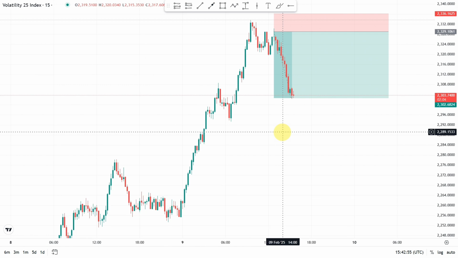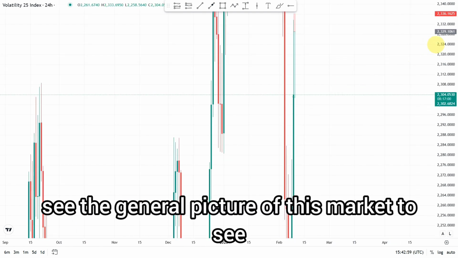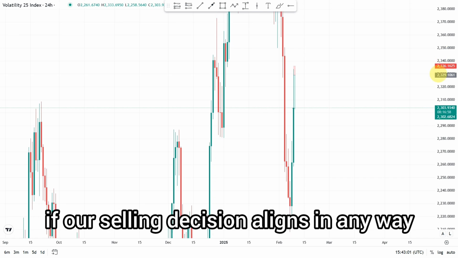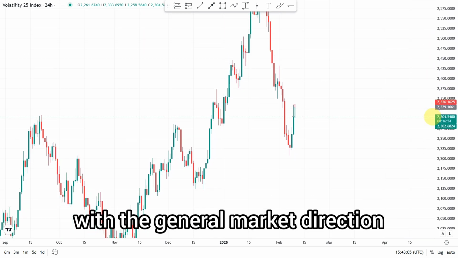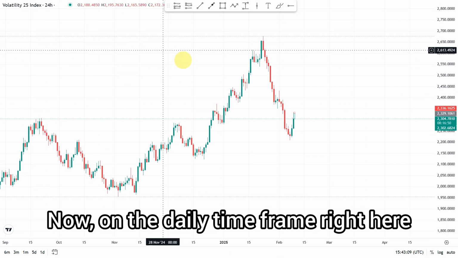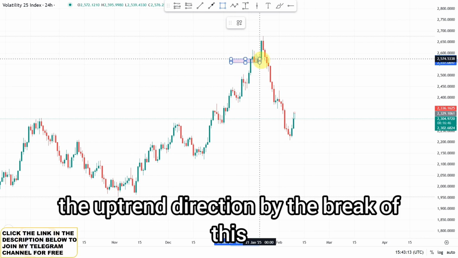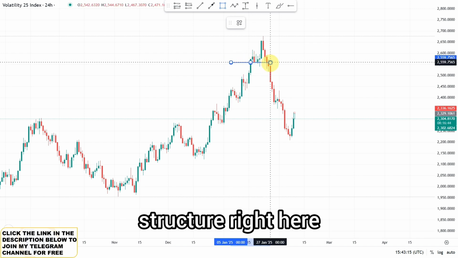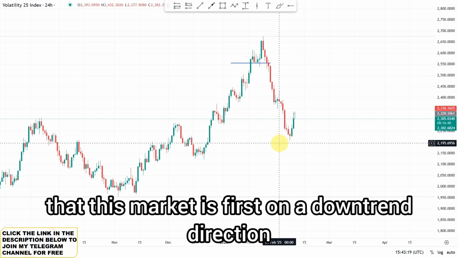All right. So let us start on the daily time frame to see the general picture of this market, to see if our selling decision aligns in any way with the general market direction. Now, on the daily time frame right here, we can see that this market already broke the uptrend direction by the break of this structure right here. So technically, we can say that this market is first on a downtrend direction.